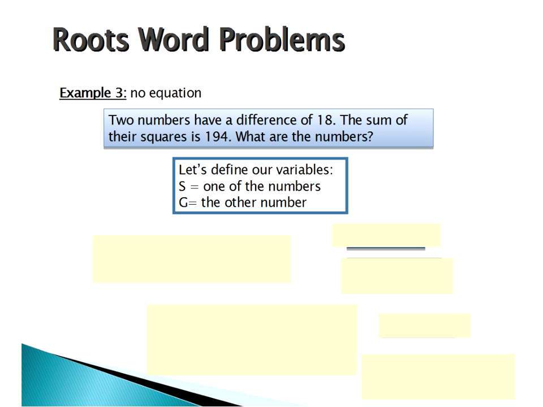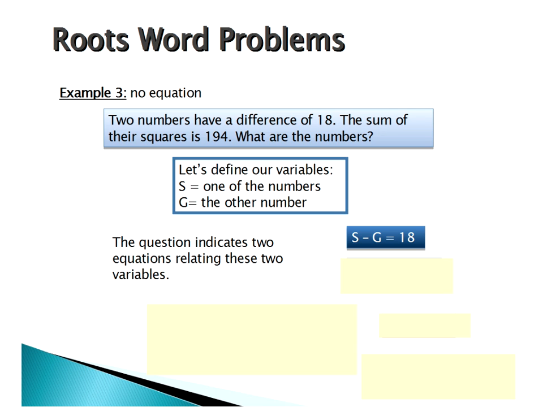Please don't use X or Y or A, B, or C. I think you'll just get yourself confused. So I use my initials. If you need to borrow my initials, you may. So S is one of the numbers and G is the other. So that means that S minus G is 18. And the other, as you'll see here in the question, we're just translating.